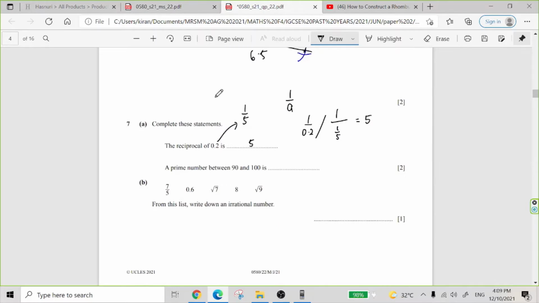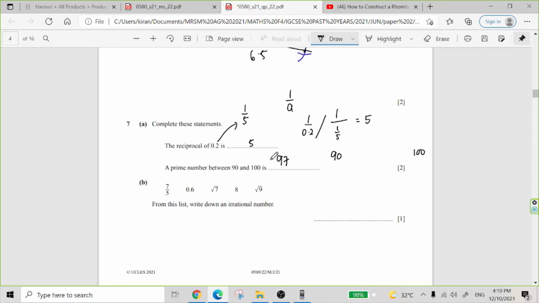Okay, we go to the next question. A prime number between 90 and 100 is. What is a prime number between 90 and 100? Ini awak kena susun lah. Between 90 and 100, nombor berapa? 91? No. 92? No. Okay, how about 93? 93 boleh bahagi kan? Check lagi. So the answer is 97. Nanti awak boleh check this part.